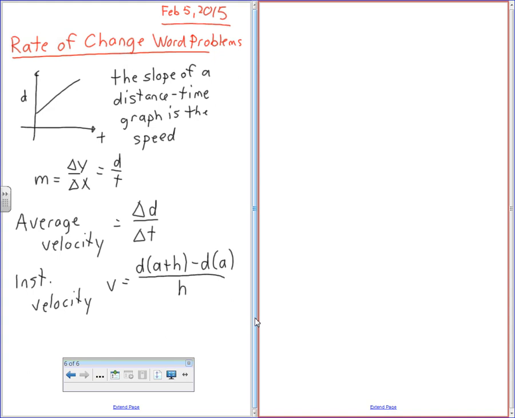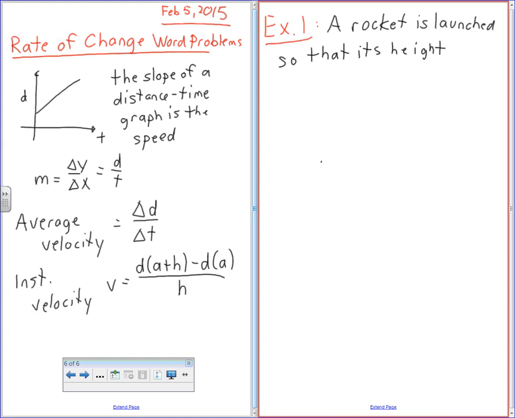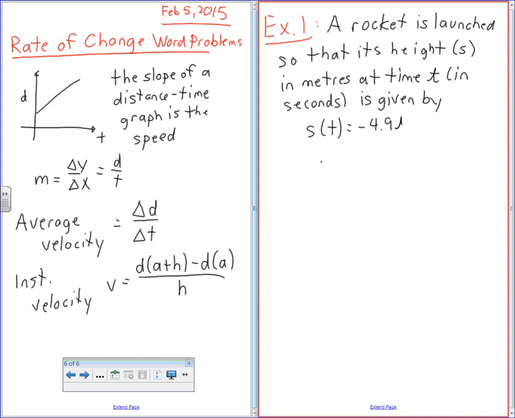A rocket is launched so that its height in meters at time t in seconds is given by S of t equals negative 4.9 t squared plus 31t.